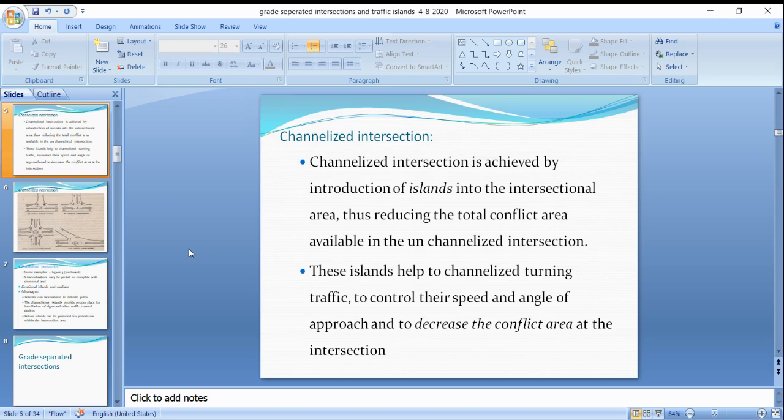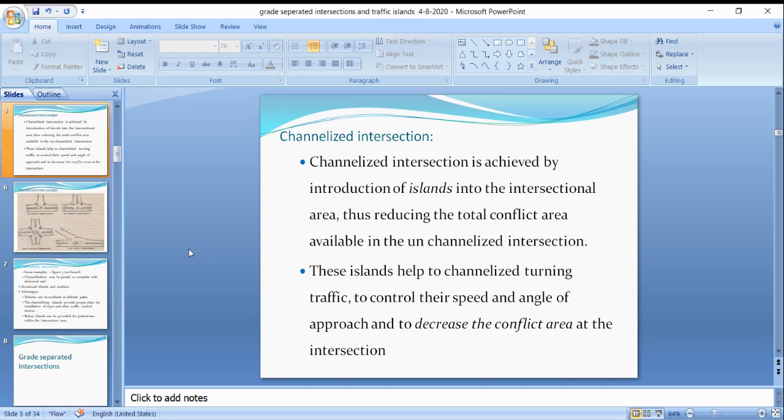So that junction, if we cover it with the island, then we are reducing that conflict area a little. So we are reducing the conflict area available in the unchannelized intersection. We already said that more conflict area will be available in an unchannelized intersection. That was reduced by introducing the islands in the channelized intersection.